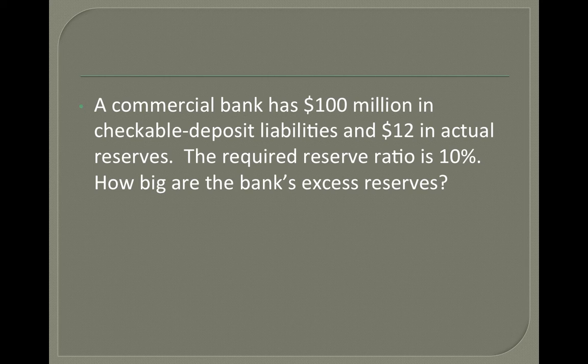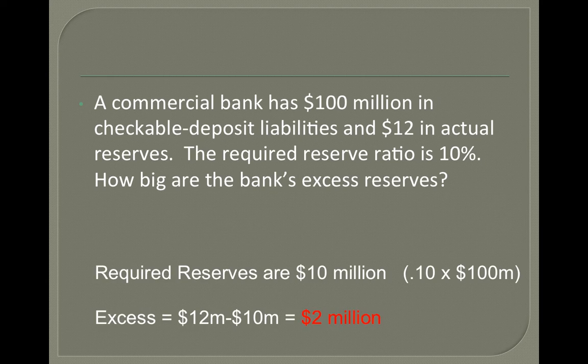Here's a problem for you. A commercial bank has $100 million in checkable deposit liabilities and $12 million in actual reserves. The required reserve ratio is 10%. How big are the bank's excess reserves? Our required reserves are $10 million, 10% of $100 million. So our excess reserves would be $12 million, which is what we actually have, minus the $10 million that we're required to have. So we would have $2 million in excess reserves. Remember, those excess reserves are usually loaned out.